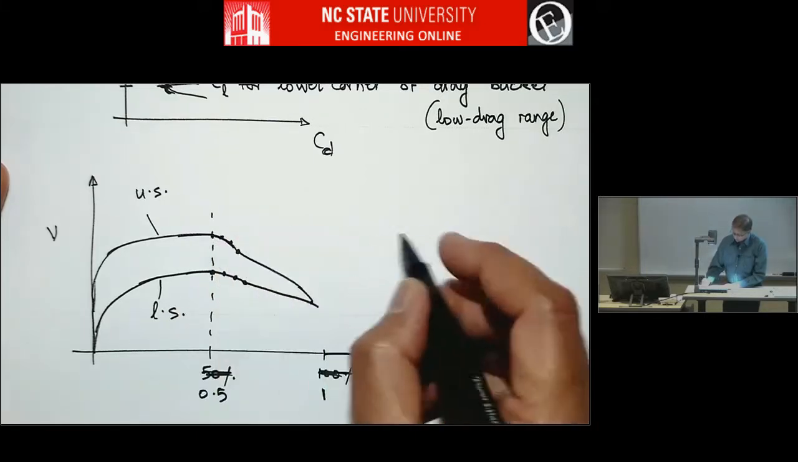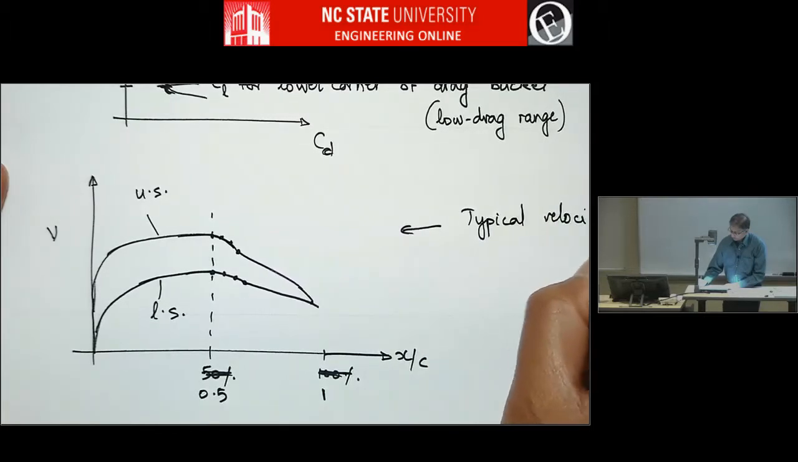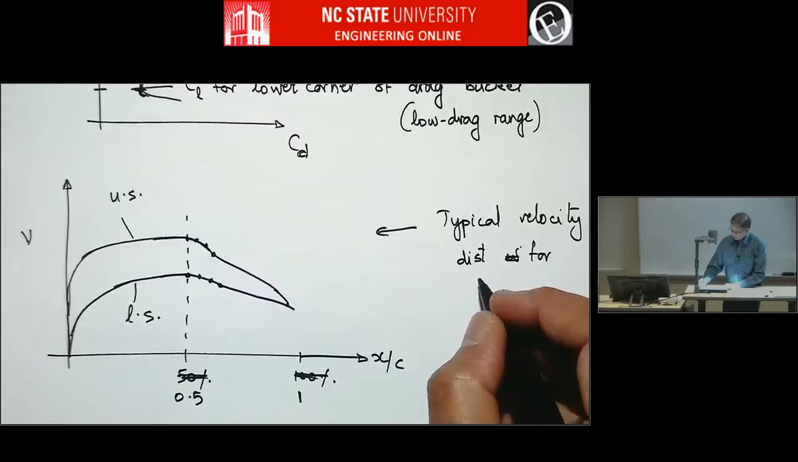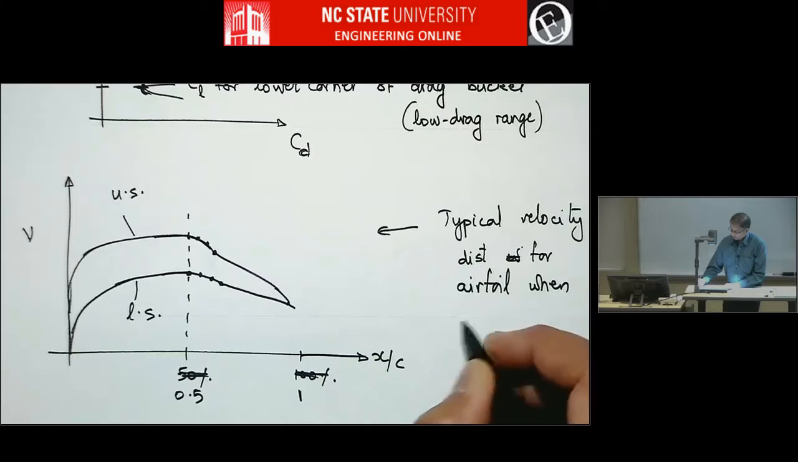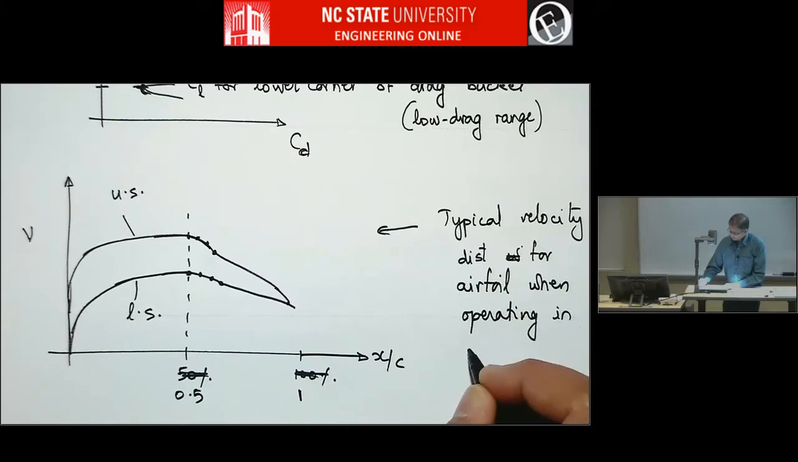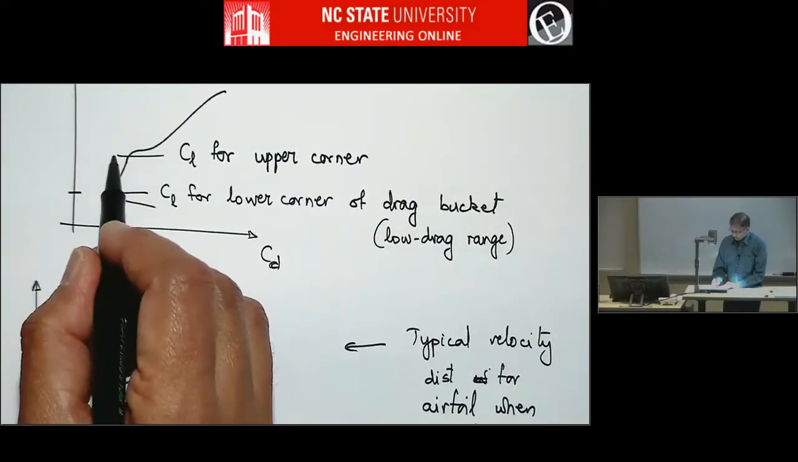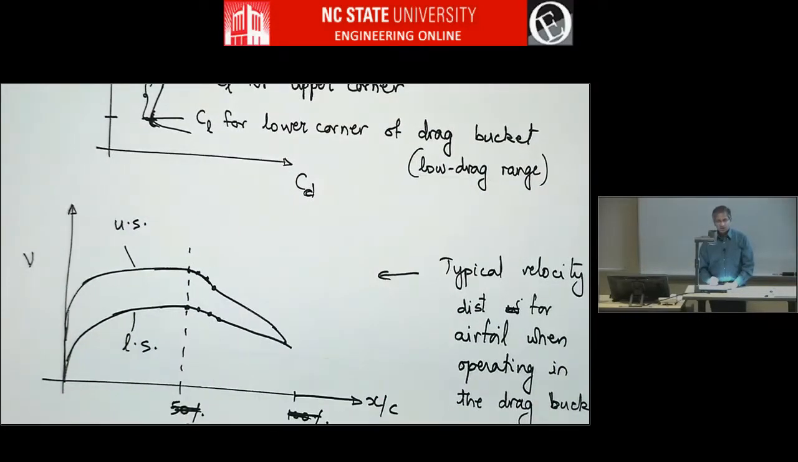Okay, so this is a typical velocity distribution for an airfoil when operating in the drag bucket. So that means in this range of CLs, somewhere here, this is the drag bucket. When the airfoil is at those lift coefficients, you'll have something like this.